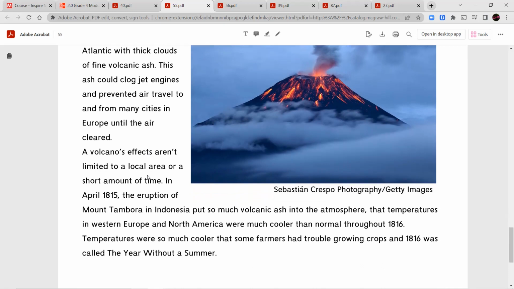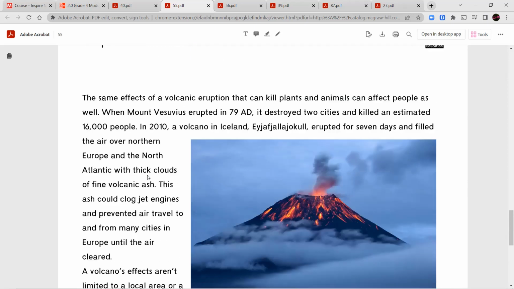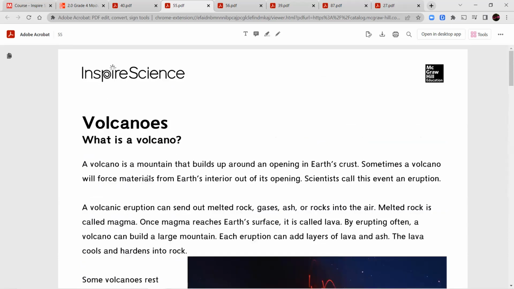In April 1815, the eruption of Mount Tambora in Indonesia put so much volcanic ash into the atmosphere that the temperatures in Western Europe and North America were much cooler than normal throughout 1816. Temperatures were so much cooler that some farmers had trouble growing crops, and 1816 was called the year without a summer.